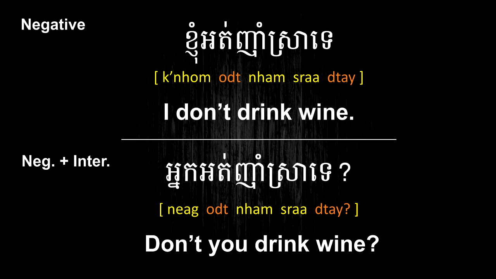When you make this sentence, your voice has to be used as a question. The first one you say ខ្ញុំអត់ញ៉ាំស្រាទេ, and the second one អ្នកអត់ញ៉ាំស្រាទេ, with your voice a little bit up because you are making a question. This is example 1. Now go to see example 2.